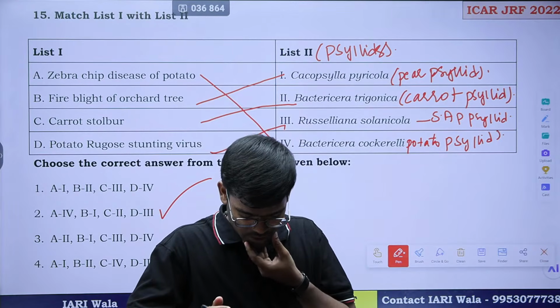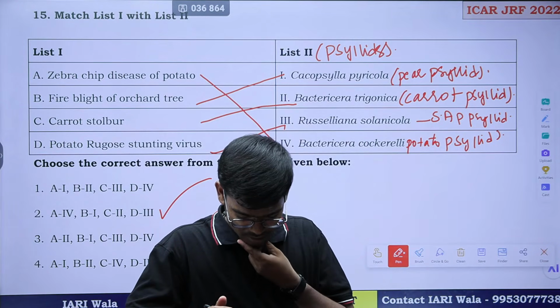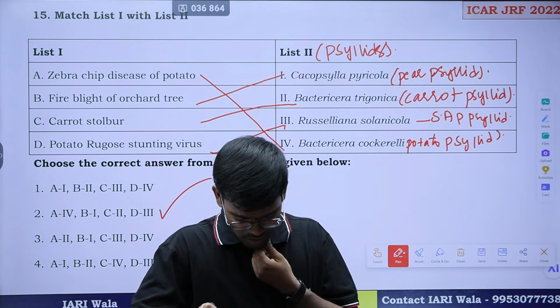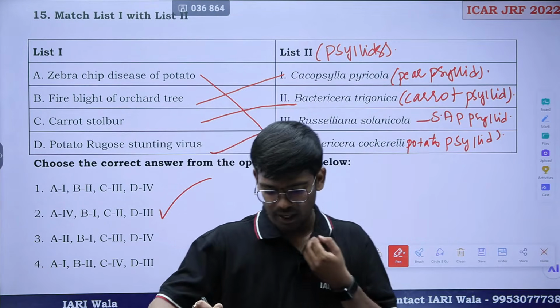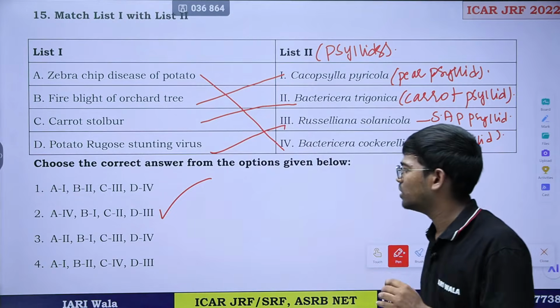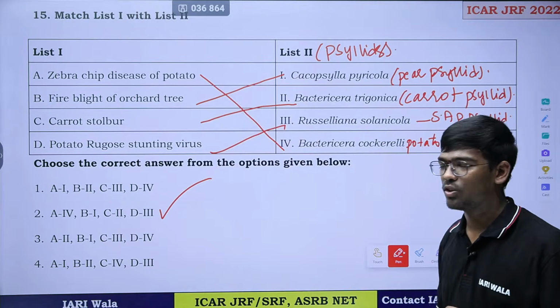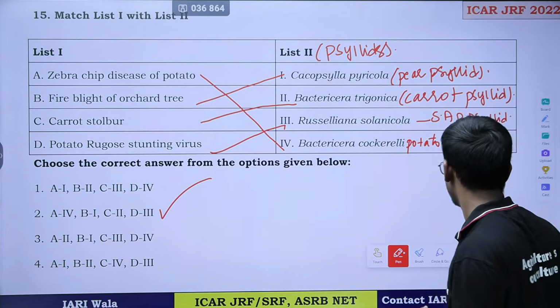Many of the students kept option A, Neil Patel, Mahendra, they kept A, but it's wrong. Only Hemant kept 2, it's correct. Okay. So this is the most repeated question from 2022. You can see 23, you can see, and even 25 also.